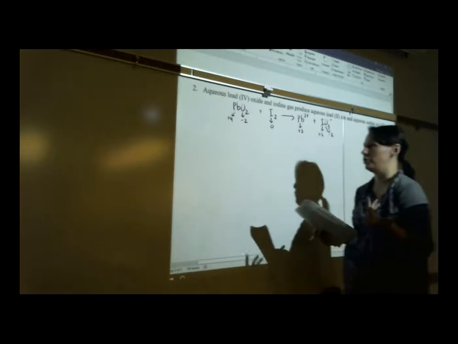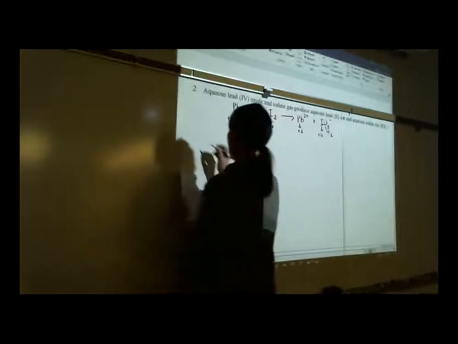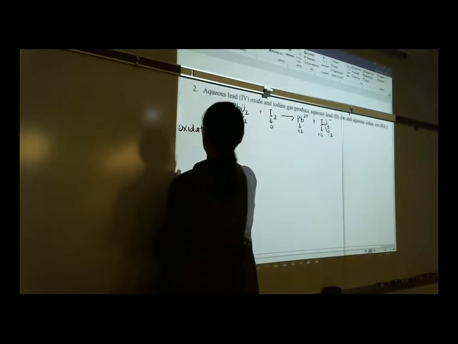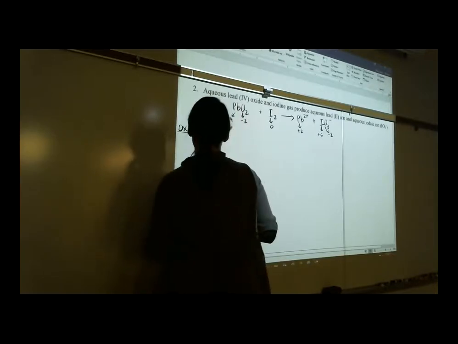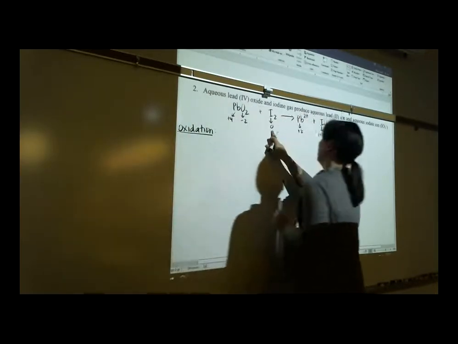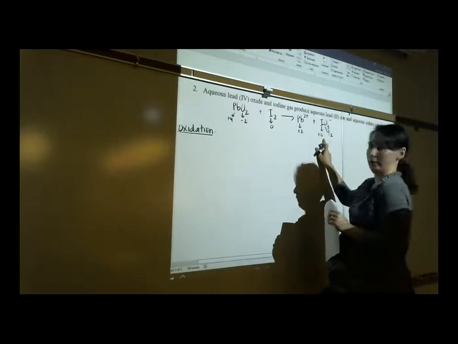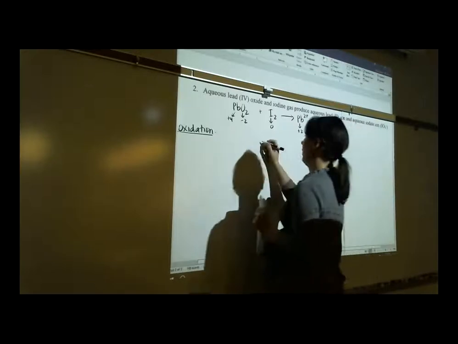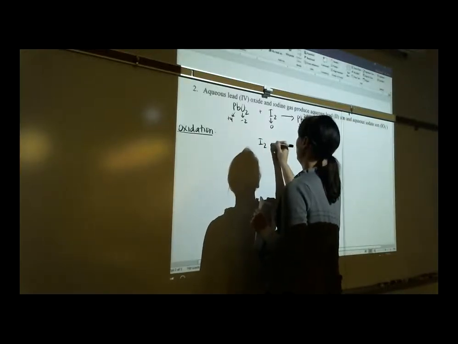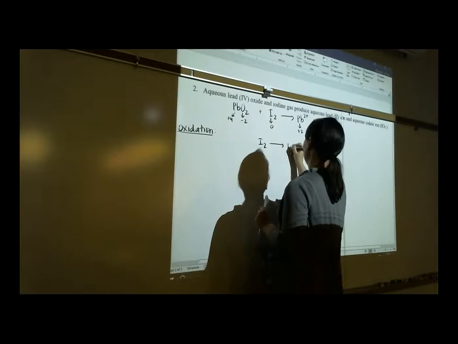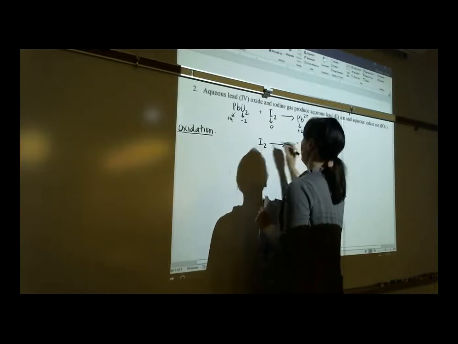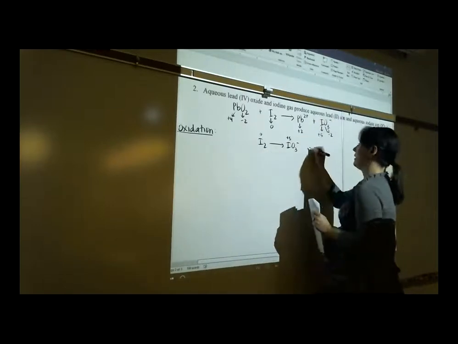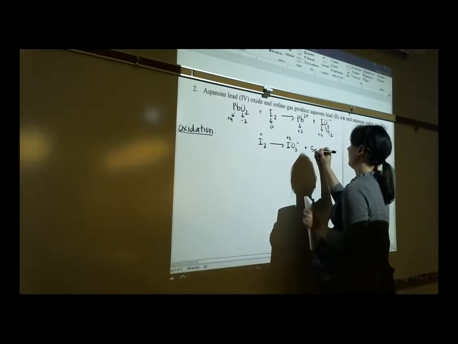So now we need to figure out who's oxidized and who's reduced. So I'm just going to do oxidation first. You could do reduction first. It doesn't make a difference who goes first. So for the oxidation half-reaction, let's figure out what's going on. 0 to +5, right? That's a loss of 5 electrons. So if I go I2 to IO3-, right? That's a 0 to plus 5, so that is a loss of 5 electrons.